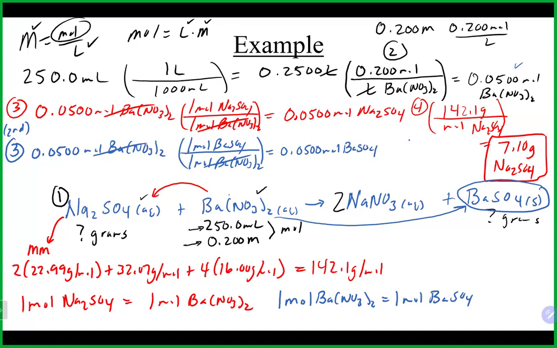We then need to do step number 4, which is how many grams. So once again, here we will need the molar mass of this compound. That's going to be barium, which is 137.3, plus 32.07 for our sulfur, plus 4 times 16 for our oxygen. That's going to give us a molar mass for barium sulfate of 233.4.